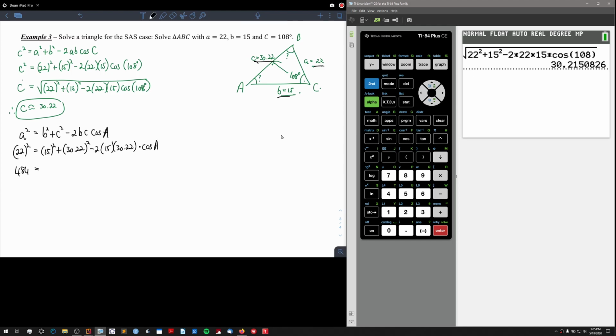484 equals 225 plus, if you square that, I think, and I'm going to be very accurate here, 2484, I think is what you get. Okay, if you square that. And then, so if you square this, you get that, right? Try and be as accurate as you can so you're not getting incorrect answers because of your rounding. And then 2 times, if you do that calculation, I think you get 906.6. So 906.6 times cosine A.